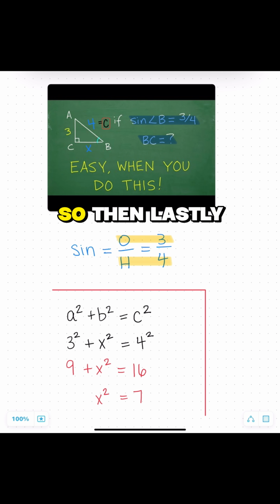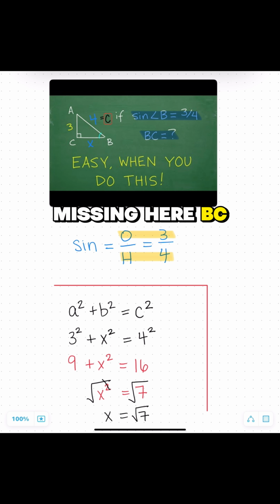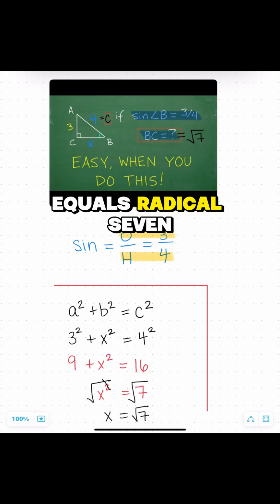So now I can subtract 9 to the other side, and I get that x squared is equal to 7. So then lastly, we're just going to square root both sides to isolate x, and we get that x is equal to radical 7. That's what was missing here. BC equals radical 7.